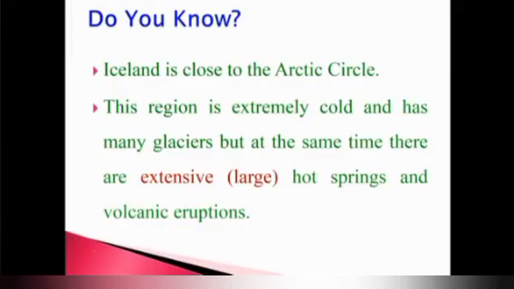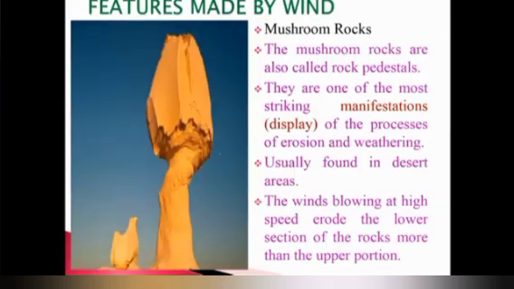Students, do you know Iceland is close to the Arctic Circle? This region is extremely cold and has many glaciers, but at the same time there are extensive, which means large, hot springs and volcanic eruptions. Next, we are going to learn about features made by wind. The first one is mushroom rocks.